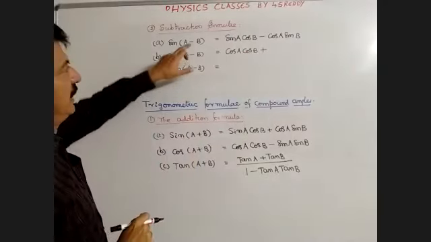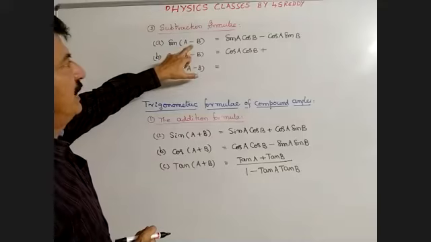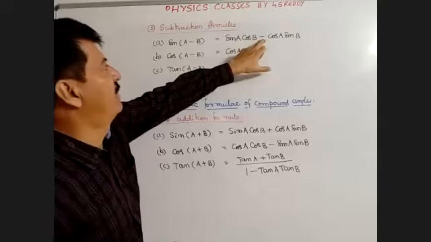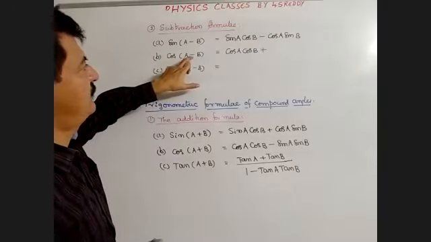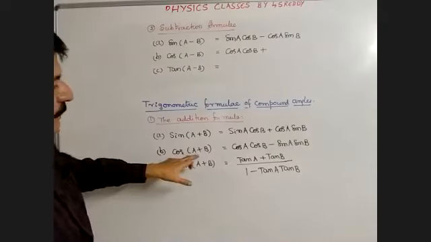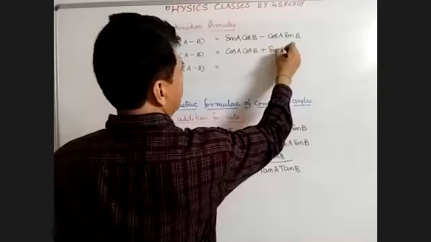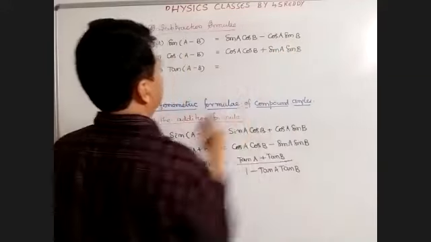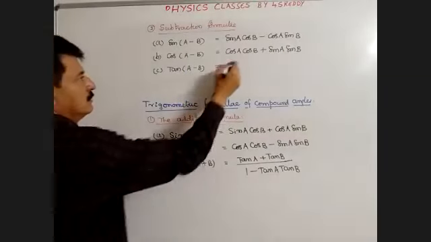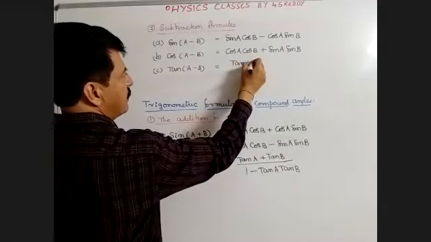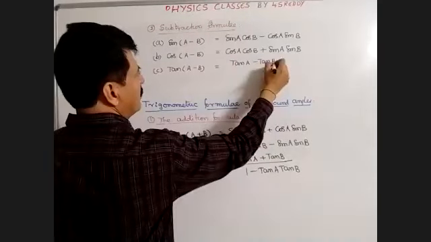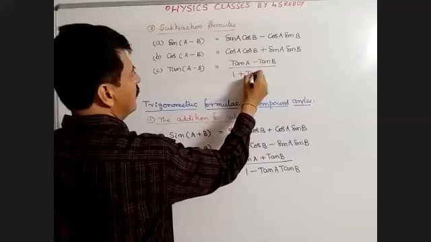So here if you observe, in the case of sin, if it's minus, you are going to get minus. In the case of cos, if it is minus, in the place of plus you get your minus. Understand? What about the third one? Tan A minus B is equal to tan A minus tan B by 1 plus tan A tan B. Very good.